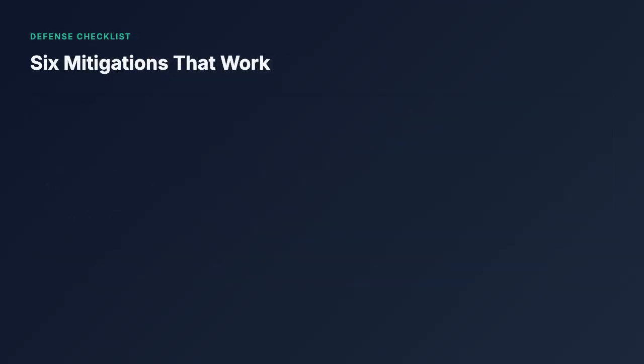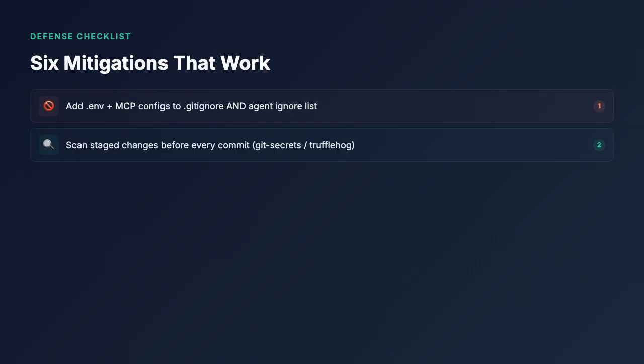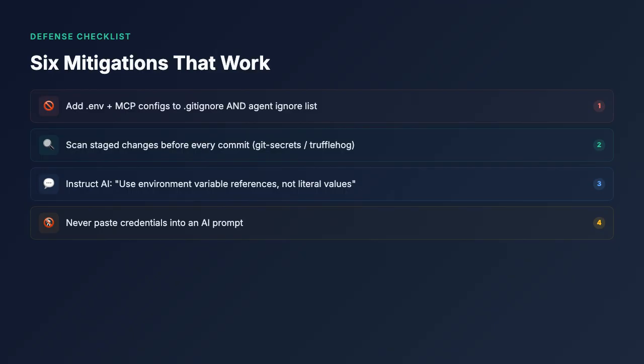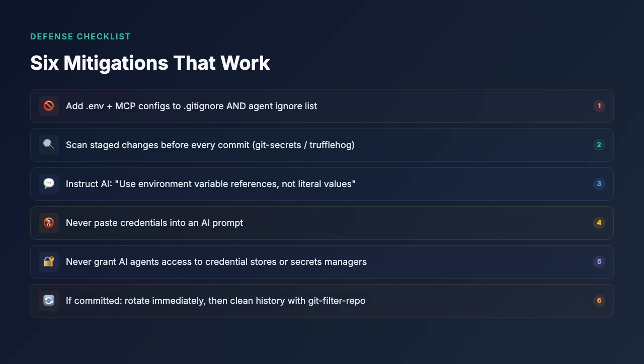Here are the 6 mitigations that work. First, add .env and MCP config files to both your .gitignore and your agent's ignore list before any AI session. Second, scan staged changes before every commit using git-secrets or TruffleHog. Third, explicitly instruct the AI to use environment variable references, not literal values. Fourth, never paste API keys, connection strings, or passwords into an AI prompt. Fifth, never grant AI agents direct access to credential stores or secrets managers. And sixth, if a credential is accidentally committed, rotate it immediately then remove it from Git history with git filter-repo.